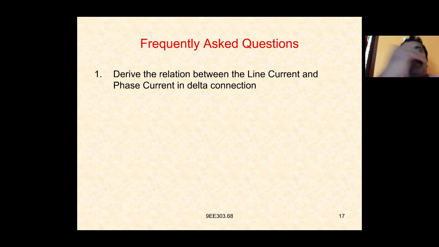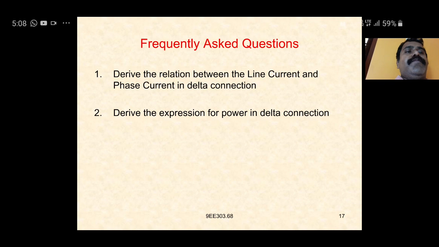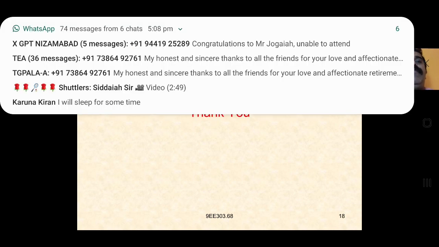Frequently asked questions are: derive the relation between the line current and the phase current in delta connection, and derive the expression for power in delta connection.